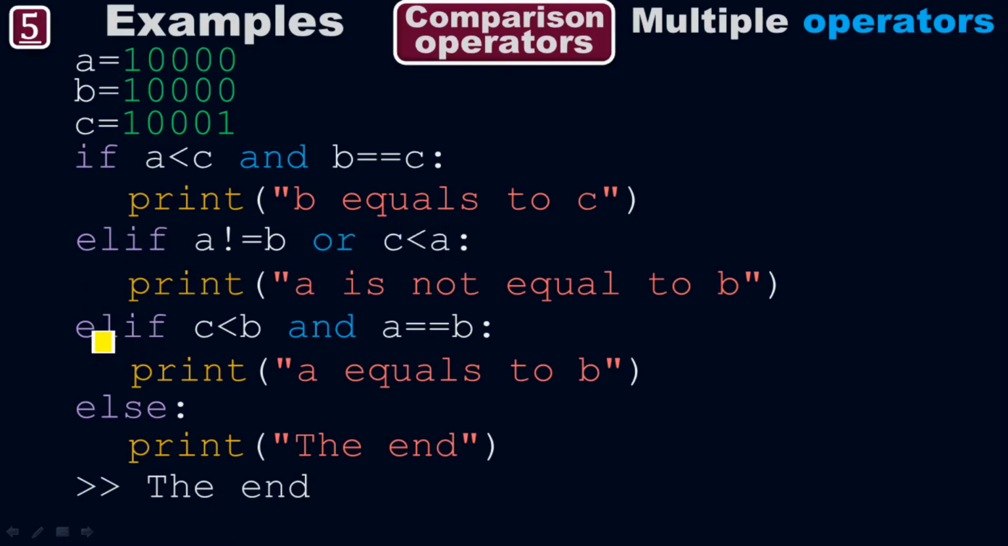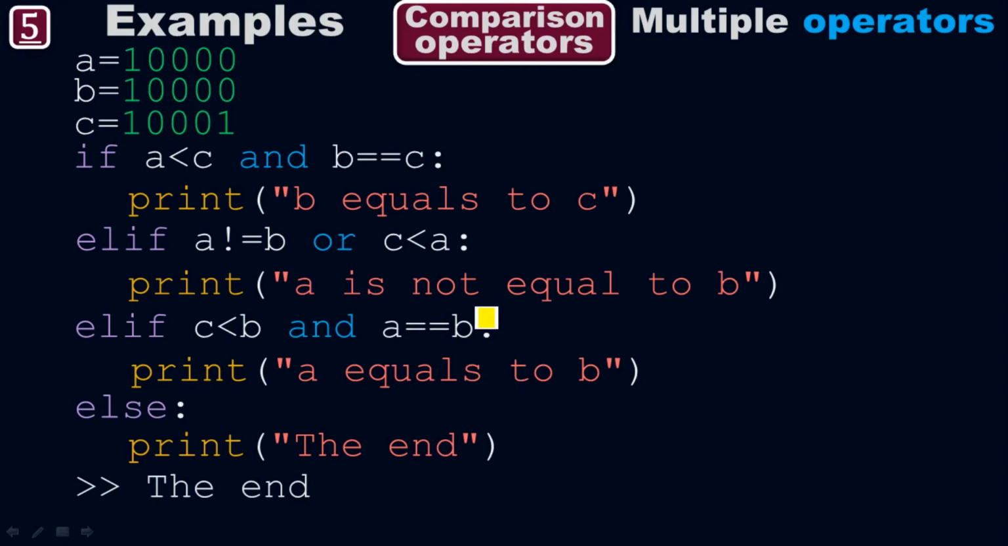For the third one, which is elif, again we have 2 statements. C is less than B, A equals B. C is 10,001 and B is 10,000. C is greater than B, not less than B. Therefore, the first term is not satisfied. It is wrong. The second one says A equals B. A is 10,000, B is 10,000. Yes. So 10,000 equals 10,000. The second term is satisfied.